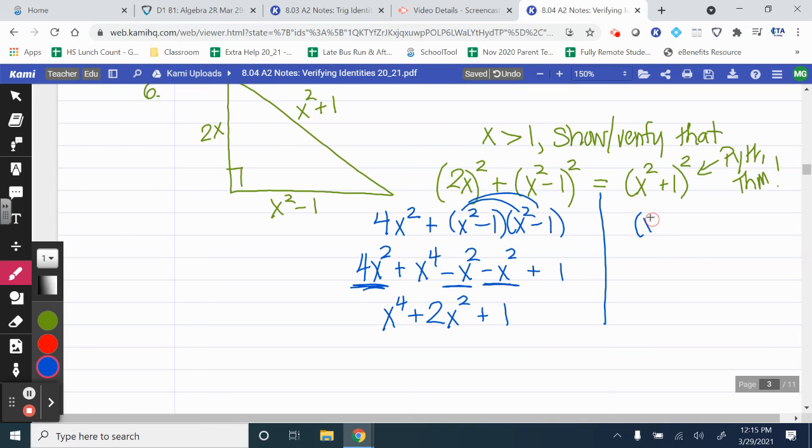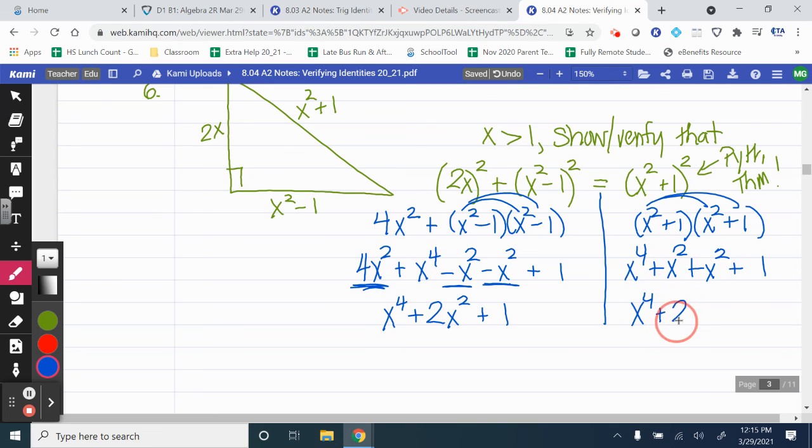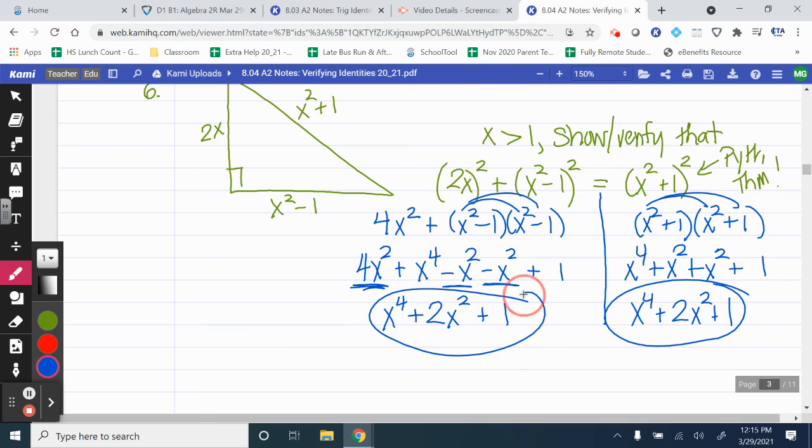So I'm going to hop over to the right-hand side. Just like with the others, though, you can't add or subtract anything from one side to the other, can't multiply the entire equation by anything. All right, so I'm squaring this binomial, so I wrote it out twice. And now if you haven't done this on your own already, pause the video, do it on your own. So we'd get x to the fourth plus x squared plus x squared plus 1. And then if you combine your like terms, x squared plus x squared is 2x squared. And oh my goodness, that's exactly the same thing as we have on the left-hand side.